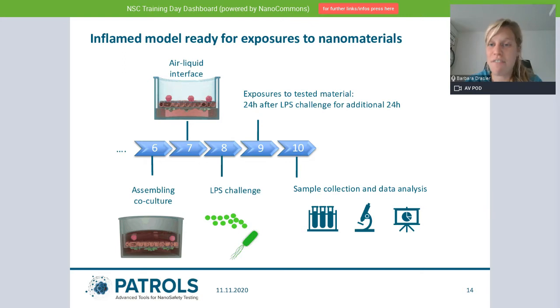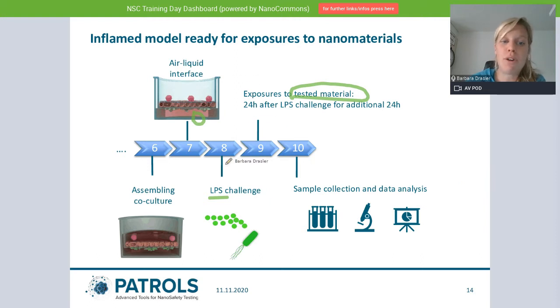So now we have an inflamed model, and now it's ready for exposure to nanomaterials. This is something that we have not yet done in the lab, but it is on our to-do list in the group. This means that after we have the LPS challenge, the LPS is applied in the system, for example, in the basal compartment for 24 hours. We would then do the tested material. Here would be the exposures on day 9, and then, for example, on day 10, which would be 24 hours of exposure to a nanomaterial in an inflamed model, we would then do sample collection and data analysis.